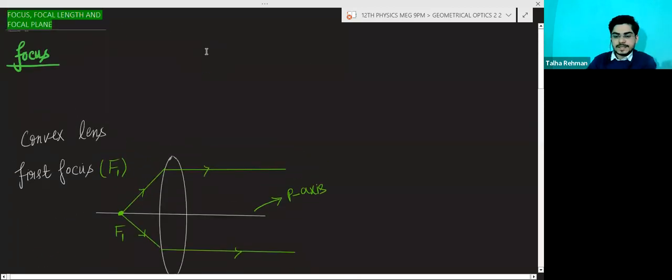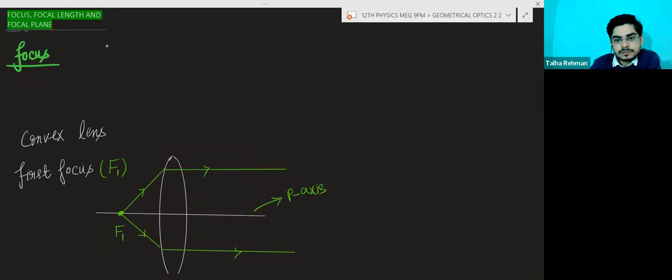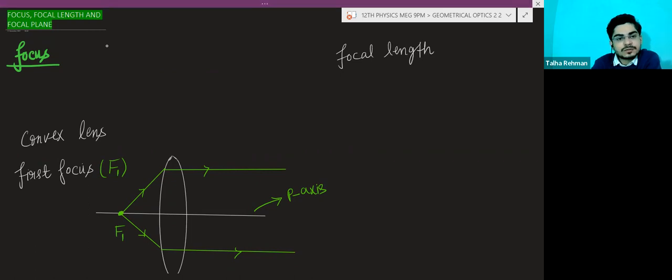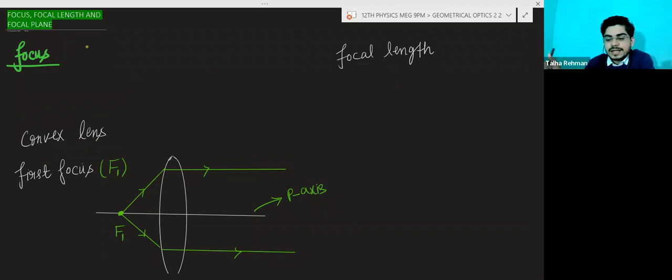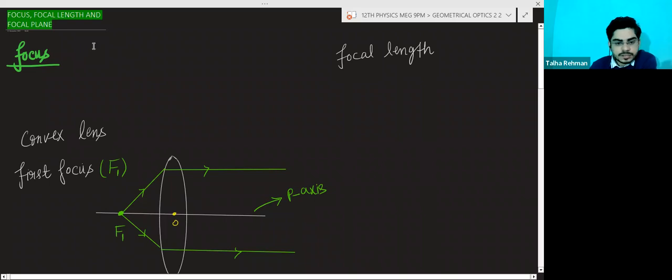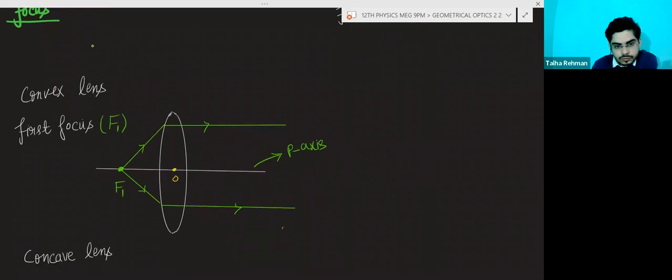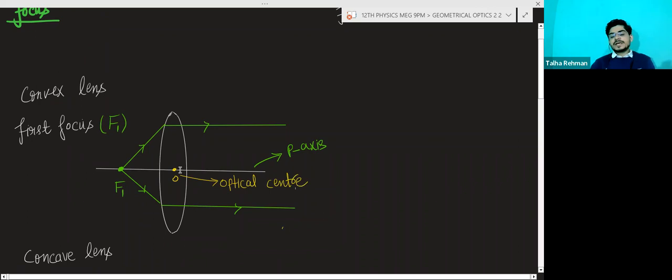Now there is one more term, focal length. Earlier also, in case of the mirror, we had focal length. Focal length in case of a mirror is the distance between the pole and the focus. Here also, the distance between the optical center and the focus is known as the focal length. O is the optical center here. You can mark it and write it as the optical center.